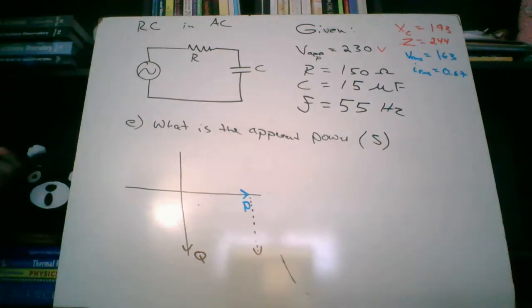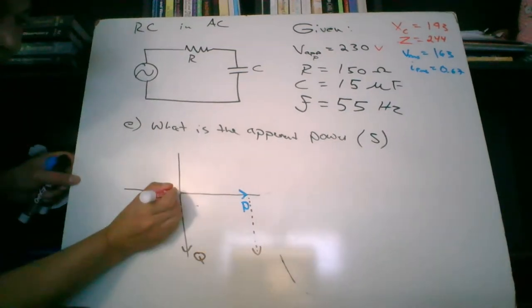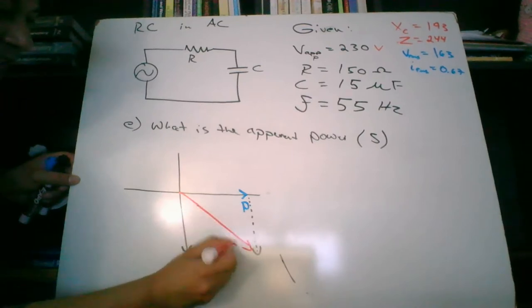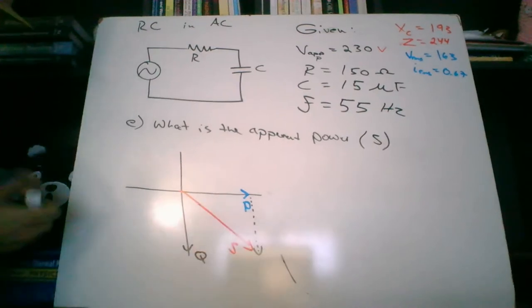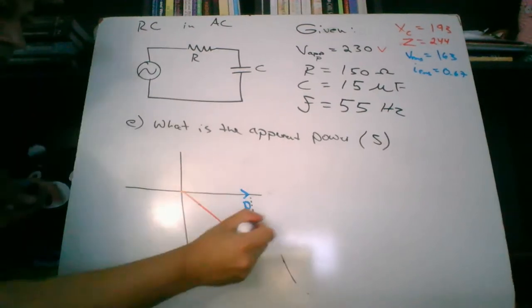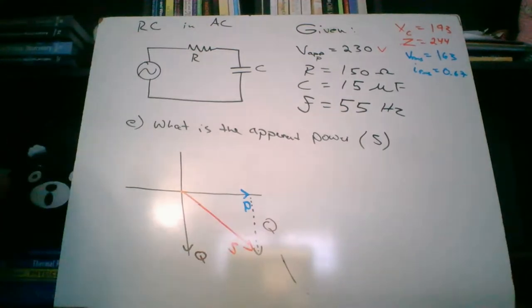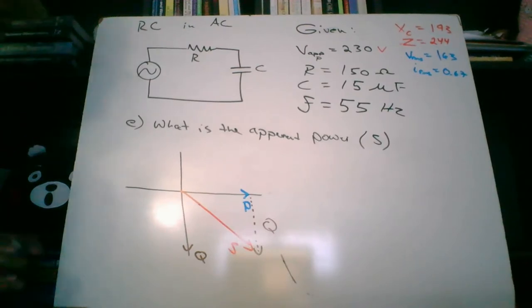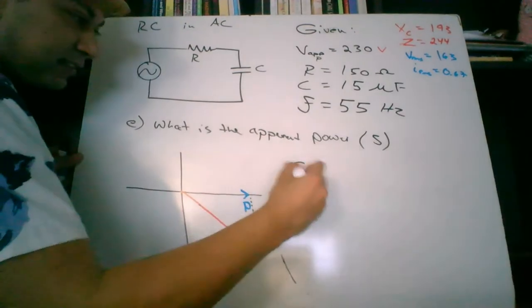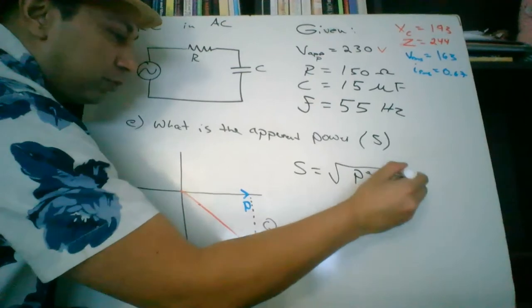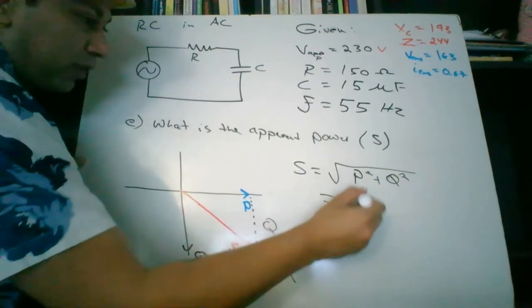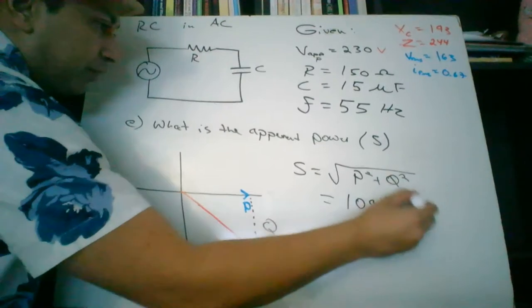And this value right here, from the center to this point right here, is S. So if this is P and this is Q, you can find the apparent power by doing the Pythagorean theorem. So the other way of finding the apparent power is S is equal to the square root of P squared plus Q squared. And you'll end up with 109 volt amperes as well.